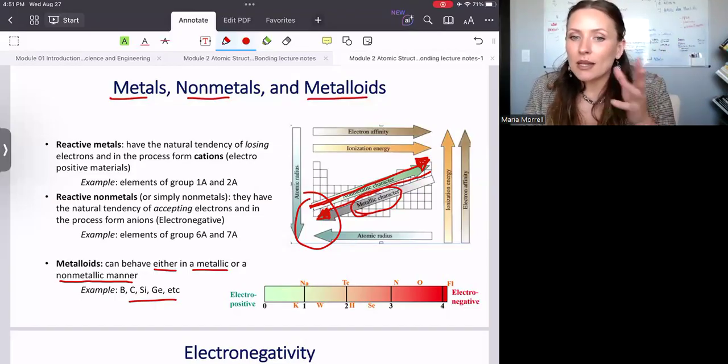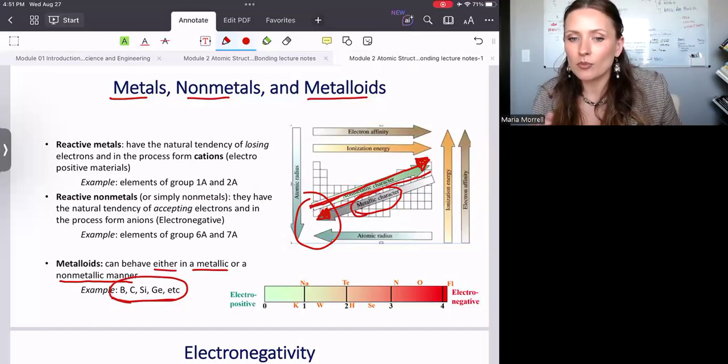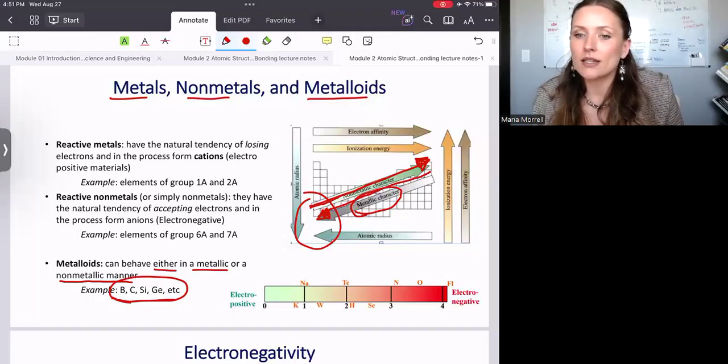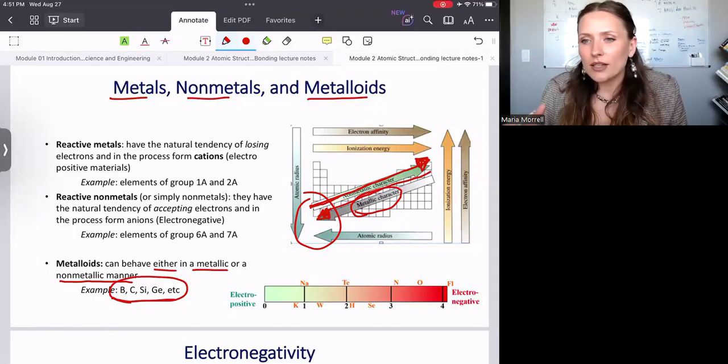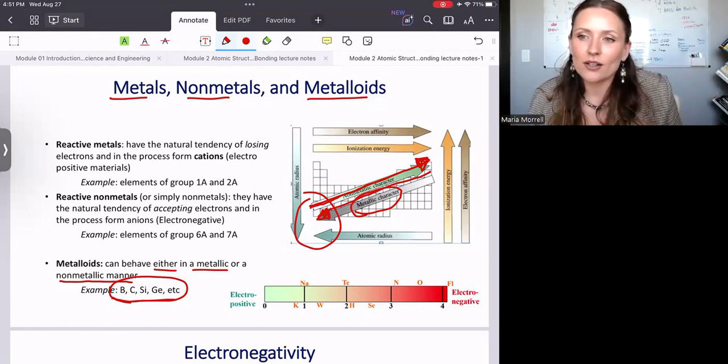Now, basically metalloids are the elements, and you guys can find these. You'll see that they are in the middle. The ones that are listed and many more. They're in the middle. They are the ones that didn't decide, right? They can do both. They can operate in both directions.